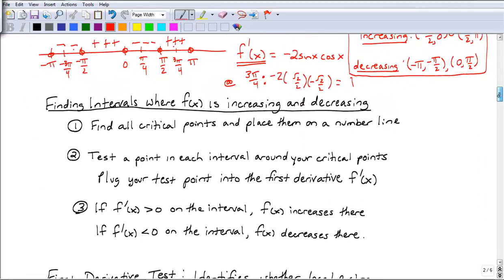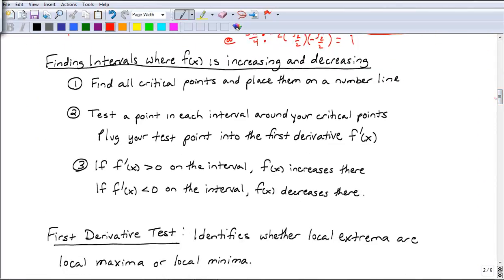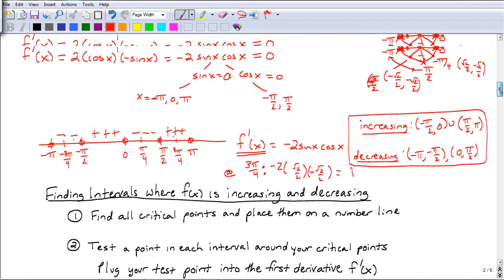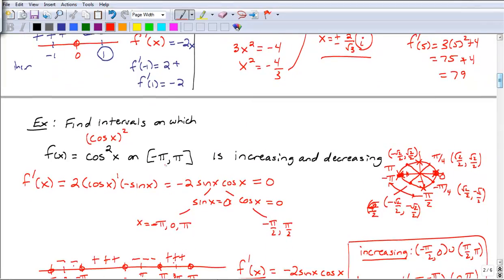So what do we just do? We found intervals where f of x is increasing or decreasing. What we do is we figure out where the derivative is 0 or undefined. Those are called the critical points. And we put them on a number line. And we test a point in each interval around those critical points. And we plug that test point into the first derivative. If the first derivative is positive at that test point, then the function's increasing on that interval where you tested. If the derivative is negative at that test point, then it decreases on that interval. So the first derivative test is a way that we can figure out how the functions are increasing or decreasing. Notice I had cosine here. That's why they bounded the interval. Otherwise, cosine and sine would go on forever.